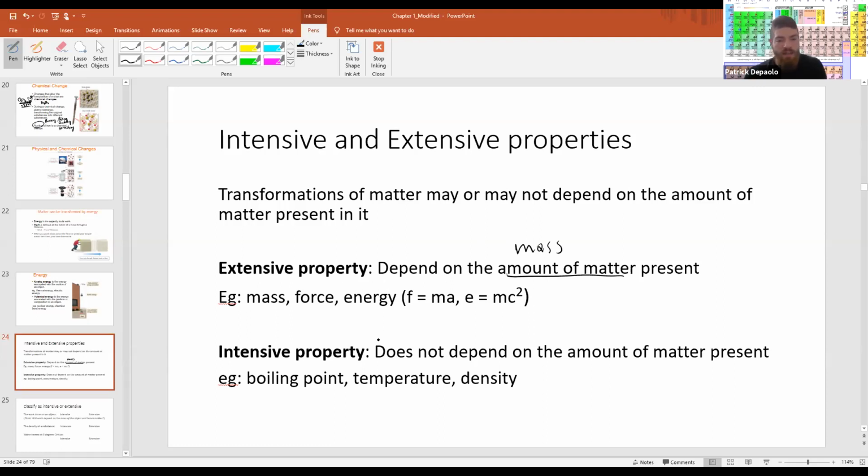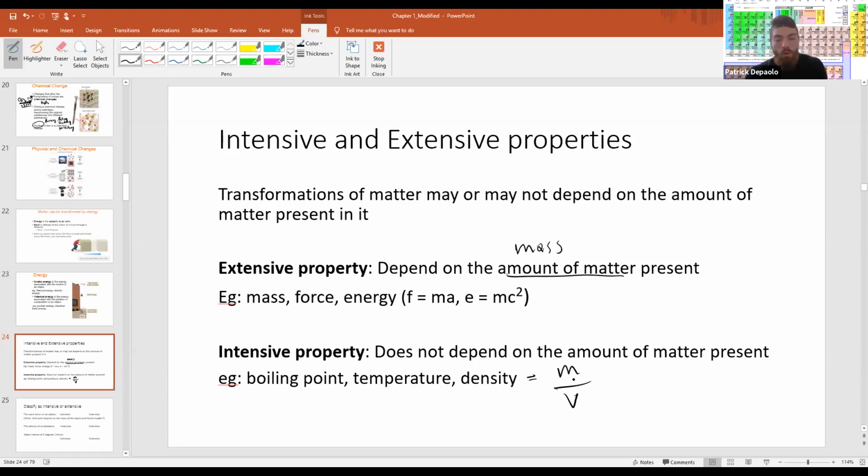Intensive properties, on the other hand, don't depend on the amount of matter present. So density, the formula for density is m over v, mass over volume. But even though this has mass in the numerator, it's the mass per unit of volume. So it doesn't matter how much mass you have, the density will be the same.